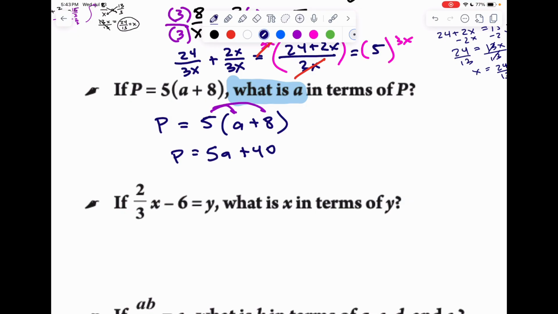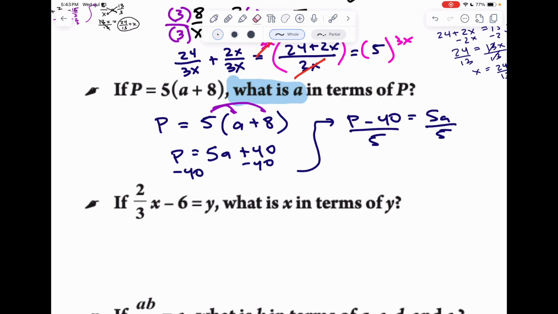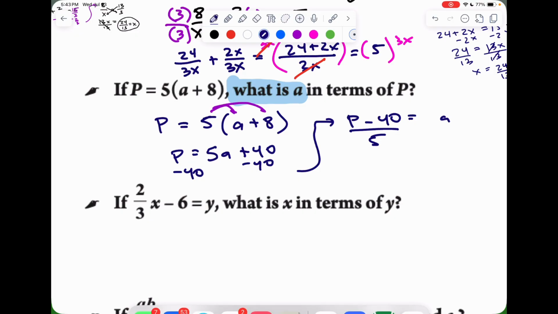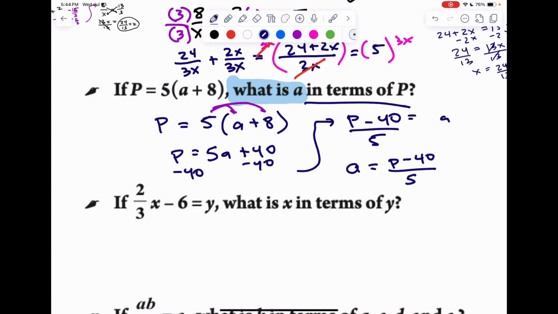We could isolate our variable term and then isolate our variable from within it, subtract 40 from both sides, and what we'll end up with then is p minus 40 equals 5a. We can now isolate our a by dividing both sides by 5. The 5's will cancel, and we'll be left with a equals p minus 40 over 5. We get an expression, and that's why it's in terms of p.